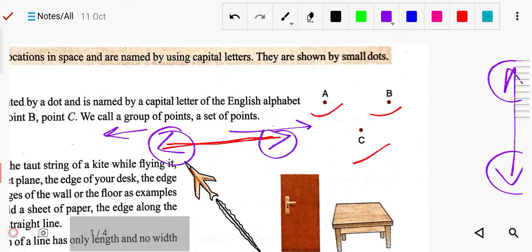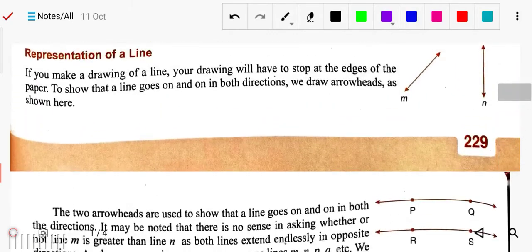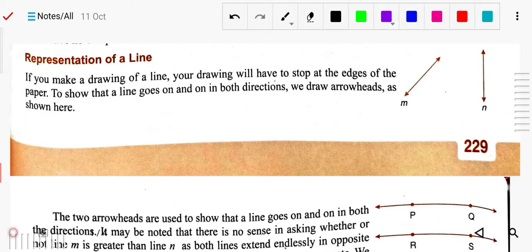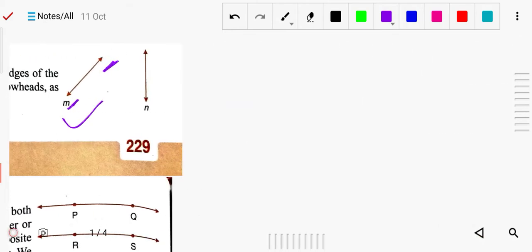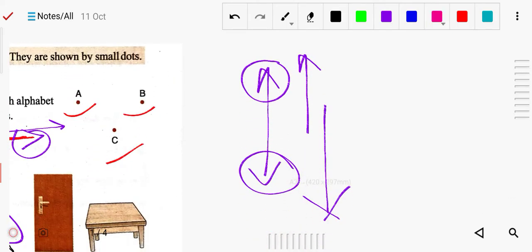So you can see it. It is like when a rocket is launching or an aeroplane is going, the smoke coming out forms a line. So this is about the line. You can see the representation of line. This is the line. You can see this arrow says that it has no end point. And also here you can see how to write the line. Suppose this is your line, here I just write line.